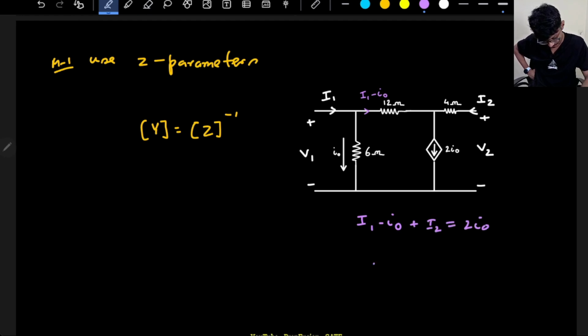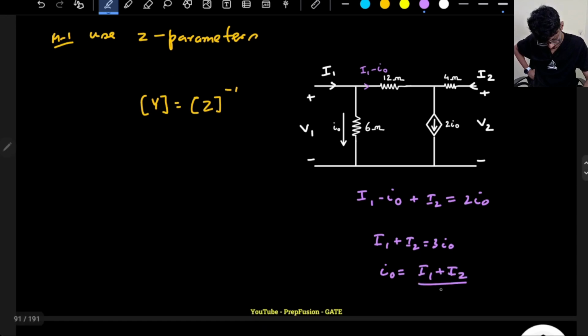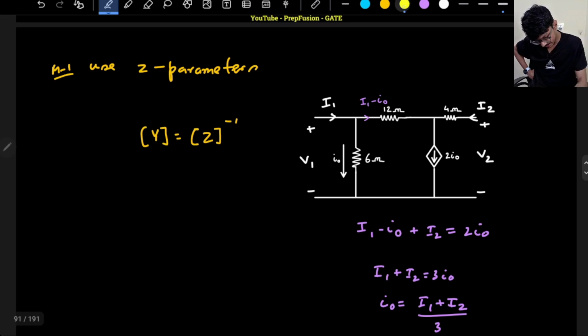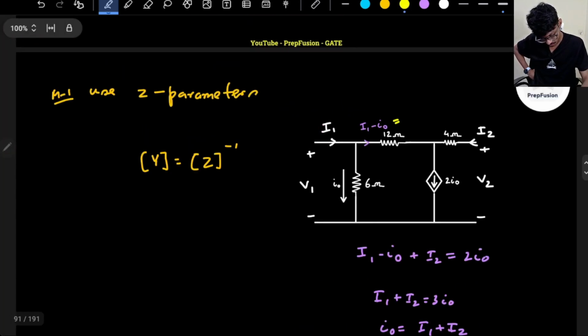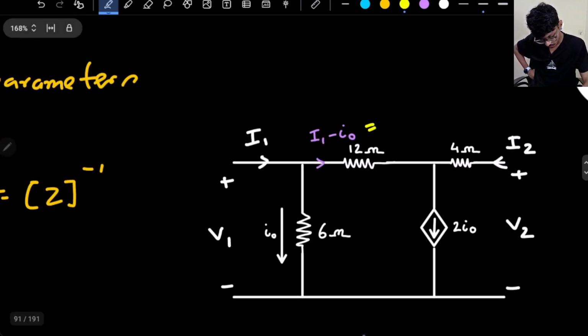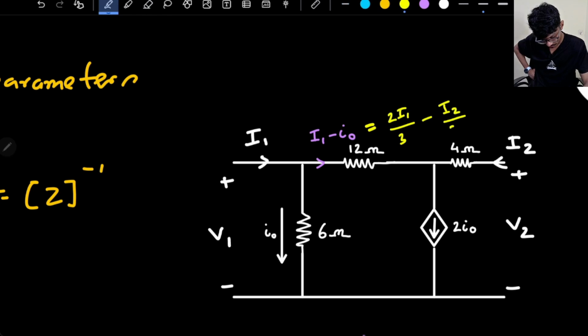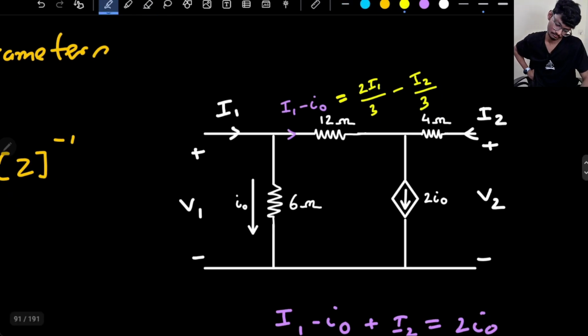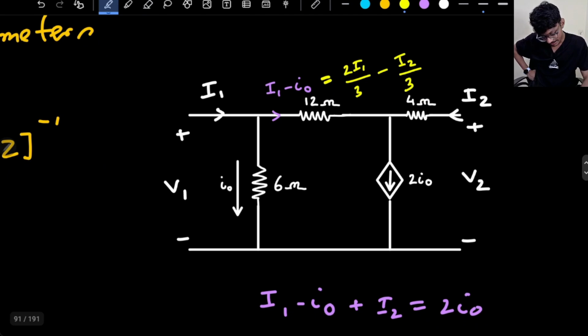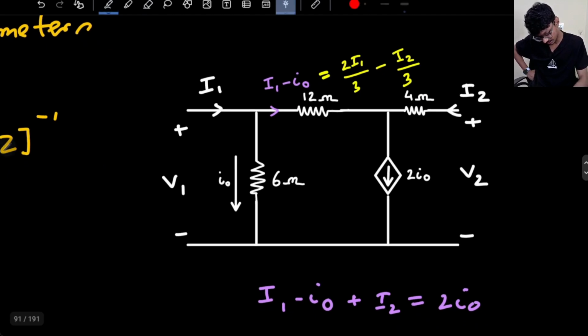So this is a KCL that I can write. So basically my I1 plus I2 is equal to 3 I0. So my I0 is equal to what? I0 equals I1 plus I2 divided by 3. So this can be changed in I1 minus I0. So I0 is I1 plus I2 divided by 3. So this will be 2I1 by 3 minus I2 divided by 3. Okay. And same thing, I can apply the KVL from here as well.